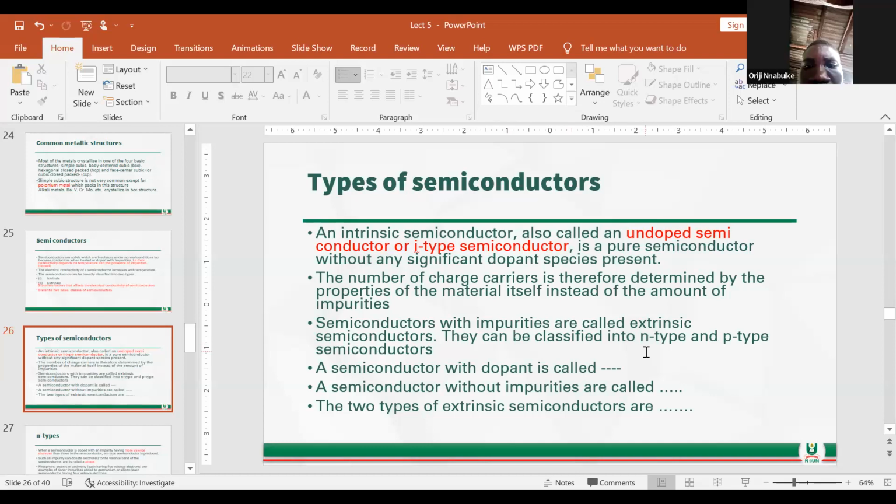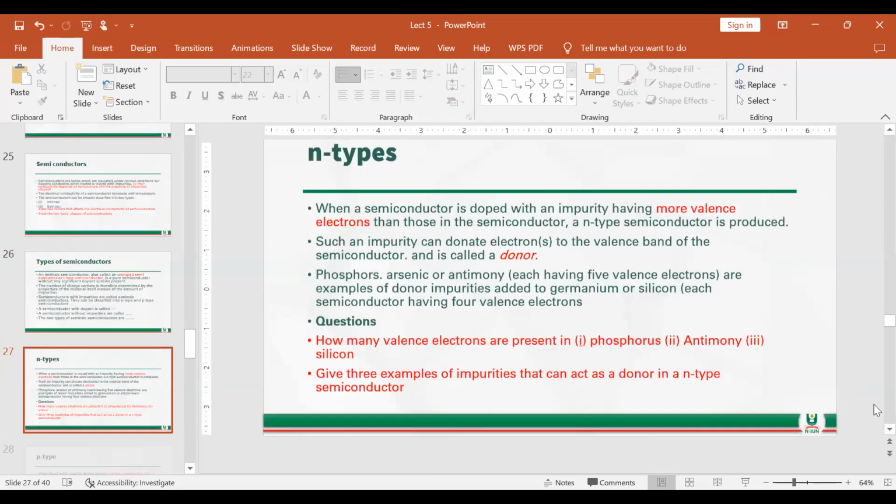A semiconductor with dopant is called what? That is an extrinsic semiconductor. A semiconductor without impurities is called what? Intrinsic semiconductor. The two types of extrinsic semiconductors are what? N-type and P-type semiconductors. N-type means that it's rich with electrons, and the other one is depleted of electrons.